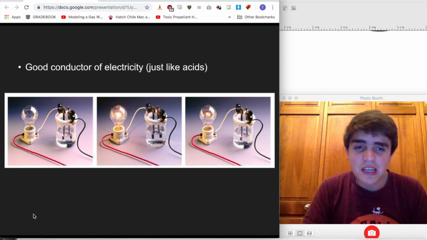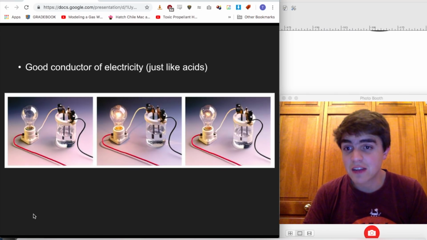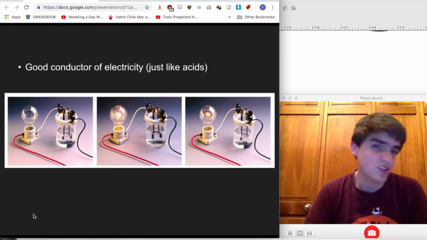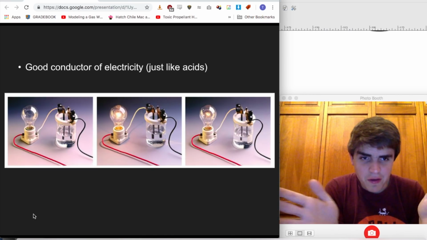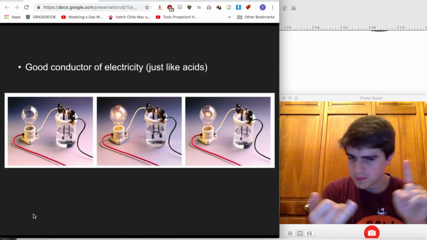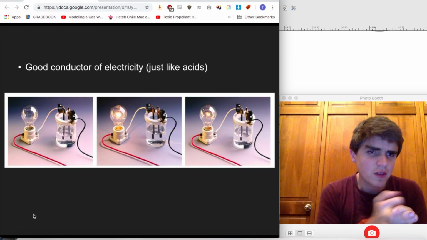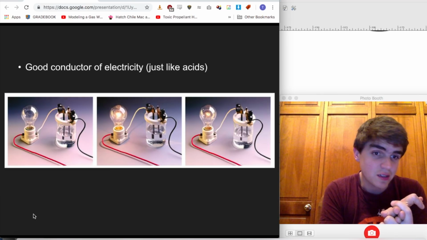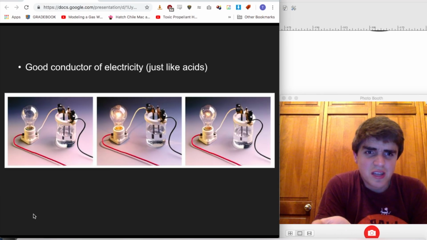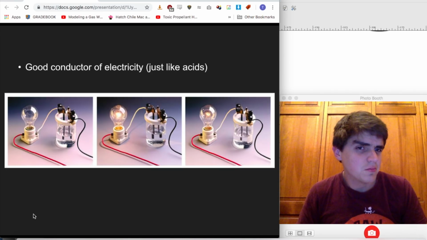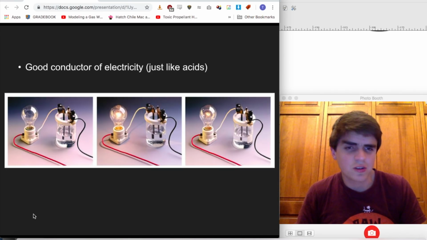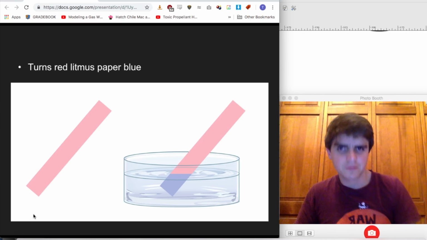It would be nice if they didn't conduct electricity. It'd be really easy to test, but that's not true. Bases, in fact, do conduct electricity just the same way. So right now, we have three things that aren't very useful. They're bitter, they feel slippery, they don't really do anything besides conduct electricity, and so I'm kind of stuck. Right? Again, just like in acids, most of the properties of bases don't help me identify them.